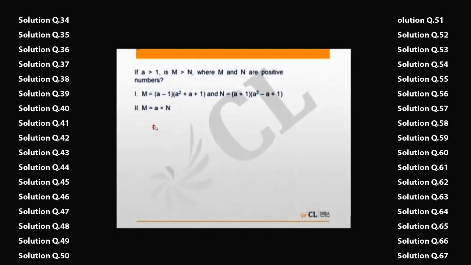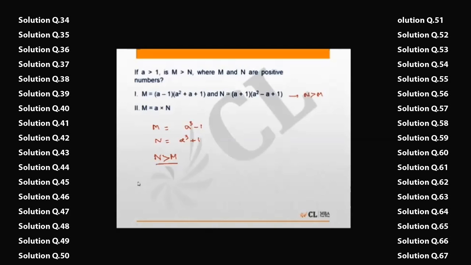Here we have m is equal to a cube minus 1 from the first statement and n is equal to a cube plus 1 from the first statement. Irrespective of the value of a, we'll find that n is always greater than m. Hence statement 1 tells us that n is greater than m.